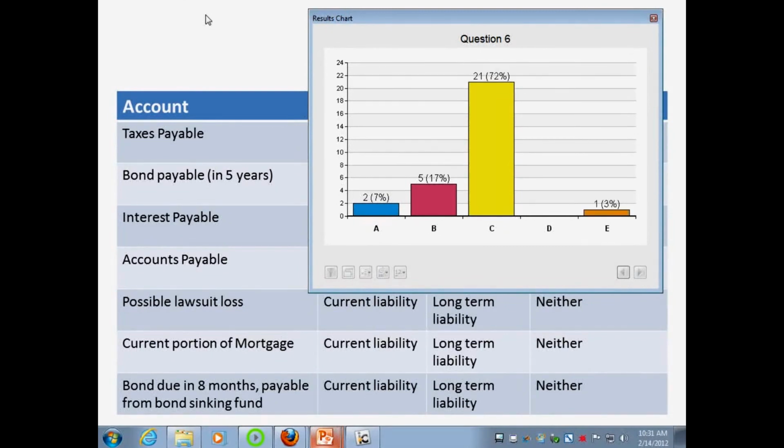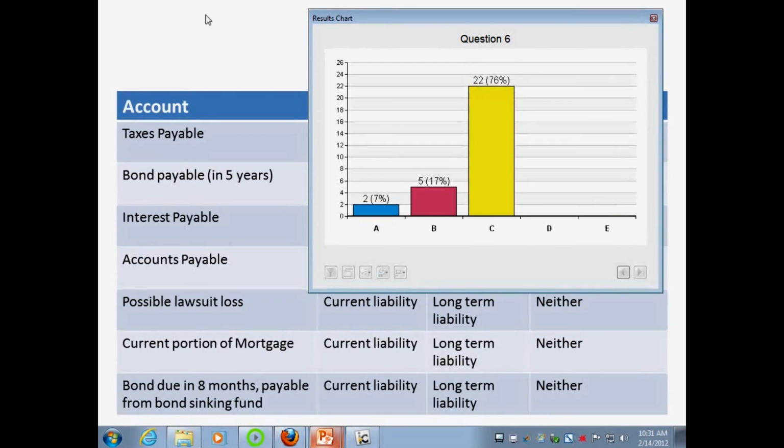If it was probable, then it might be a long-term liability, but it still might not have a number associated with it if it wasn't measurable.